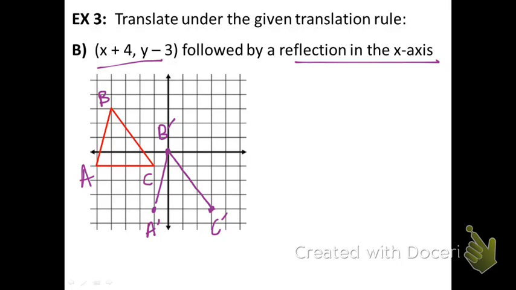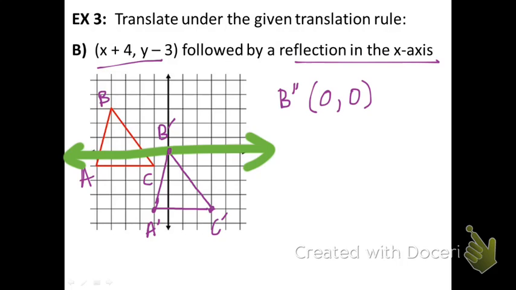Now we're not finished because this actually says we need to do a reflection into the x-axis. So remember that our x-axis is here, so we're folding into that line or over that line to get the new image. Now if you notice, B is right on that line, so, or B prime is. So when we fold that, because it's on the line, it will not move. So B prime and B double prime end up being exactly the same, and they're both located at 0, 0. Now A double prime is a distance away from the line. It is 1, 2, 3, 4 away from that line.